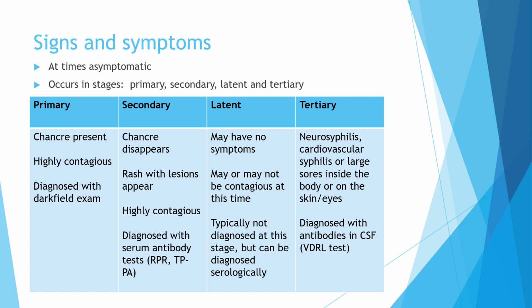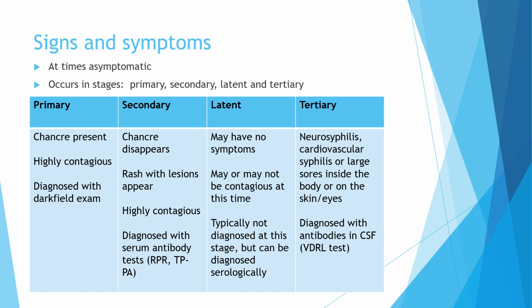In latent syphilis, this develops about 1 to 2 years later, and a person may be asymptomatic during this time. Generally, during latent syphilis, the patient is no longer contagious and is not usually diagnosed at this time either. We can usually test for serum antibodies for latent syphilis.